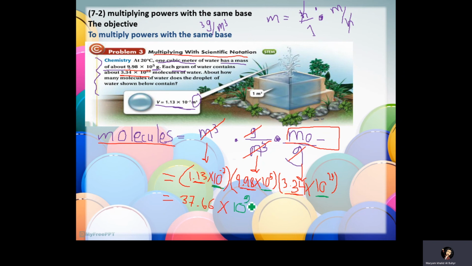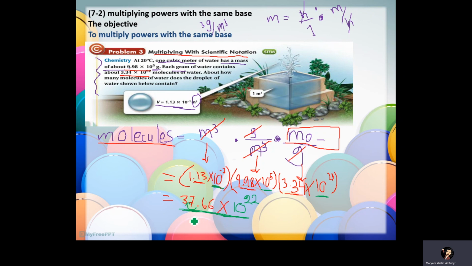Now here in this question, they did not say write this in scientific notation. This is not scientific notation because this number is greater than 10. You must make it less than 10 and greater than 1. So how can you do that? You need to move this decimal here. So to do that, just move.